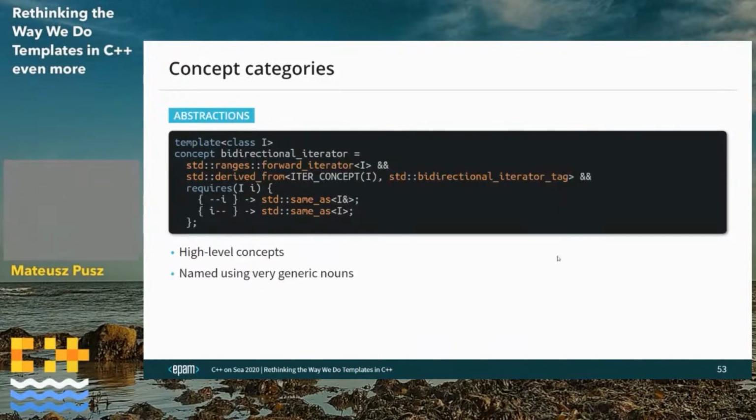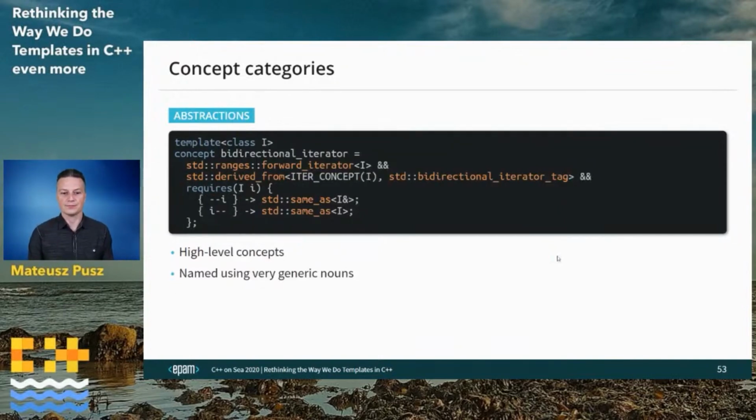Okay. And we have abstractions. We have high-level concepts, like bidirectional iterator, that basically provide a lot of requirements for the type to be successful. And those are generally nouns, like bidirectional iterator in this case.